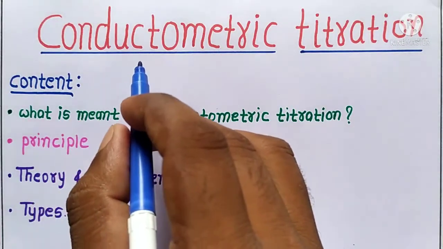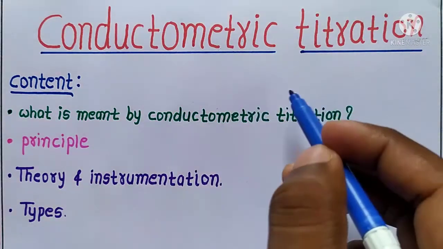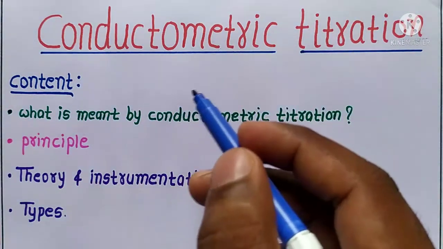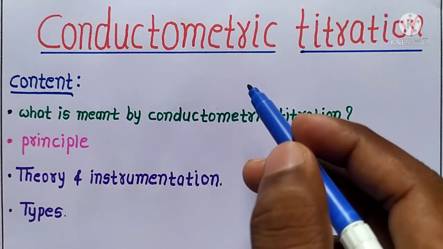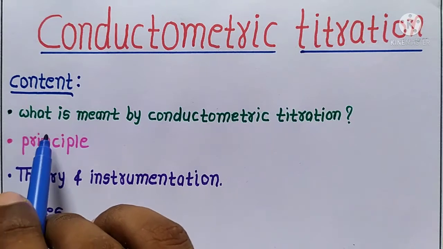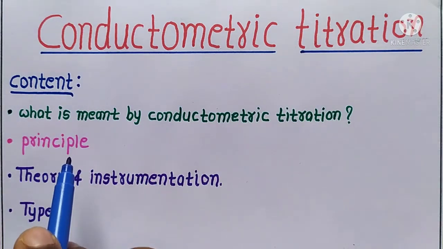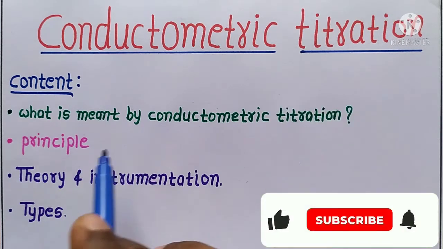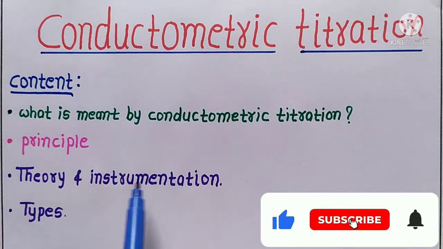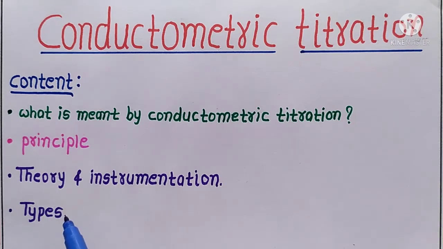So today in this video session we are going to discuss the conductometric titration. In the previous video we already discussed the basics of conductometry, how we can measure the conductivity. In this video session we are going to discuss what is meant by conductometric titration, the general principle behind the conductometric titration, theory and instrumentation, and lastly we are going to discuss the various types of conductometric titration.